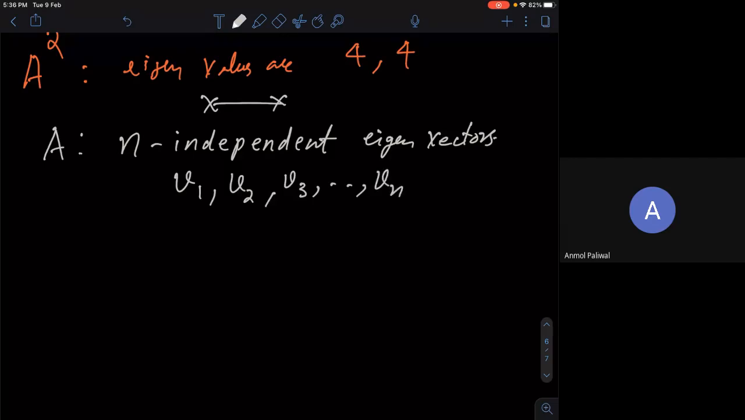Now I'm considering some arbitrary vector. V is already used, so let U be an arbitrary vector. It need not be V1, V2 to Vn; it's some other vector in Rn. Can I write U as a linear combination of V1 to Vn?